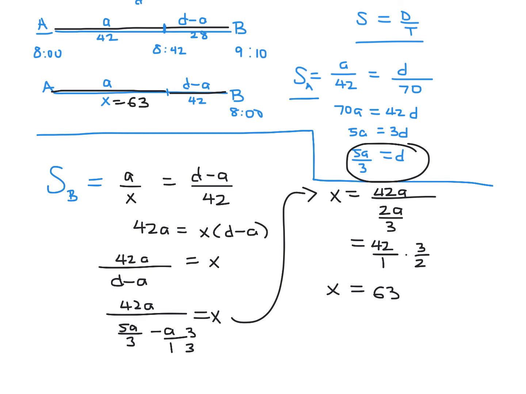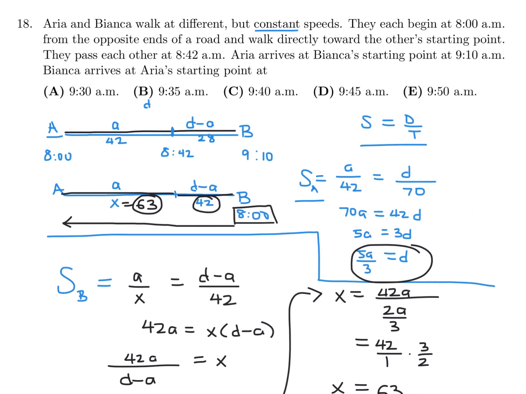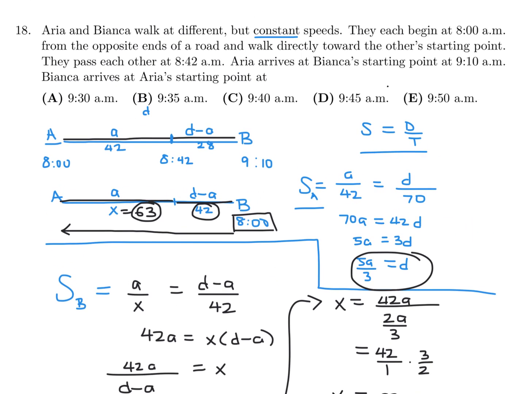And therefore, the total amount of time that it takes Bianca to go from one point to another point is 42 minutes plus 63 minutes. So 42 plus 63 is 105 minutes. So 105 minutes added to 8 a.m., her starting point, is what? 1 hour and 45 minutes, so 9:45. 9:45 is the answer, so that would be choice D.